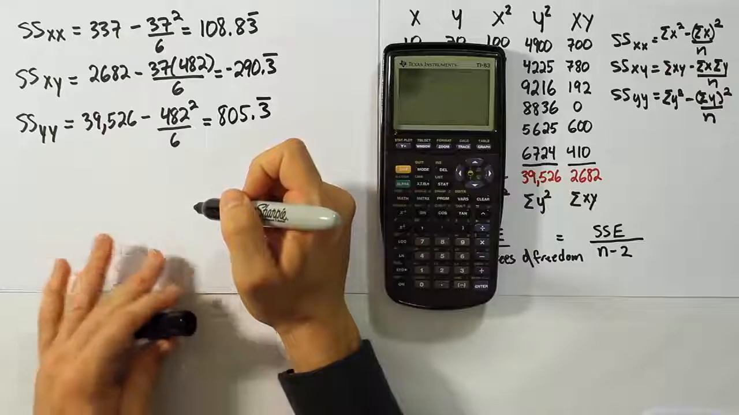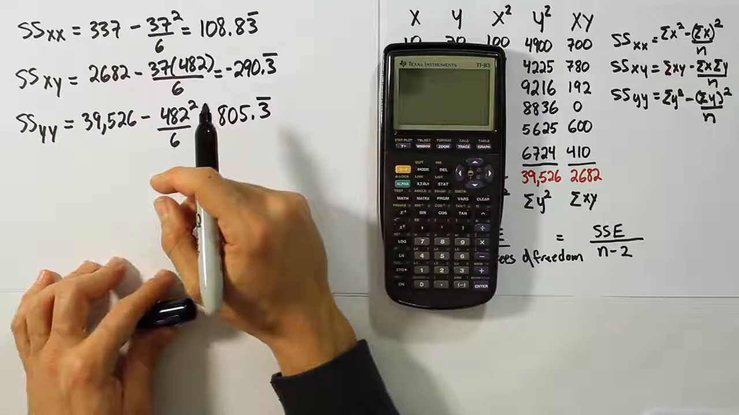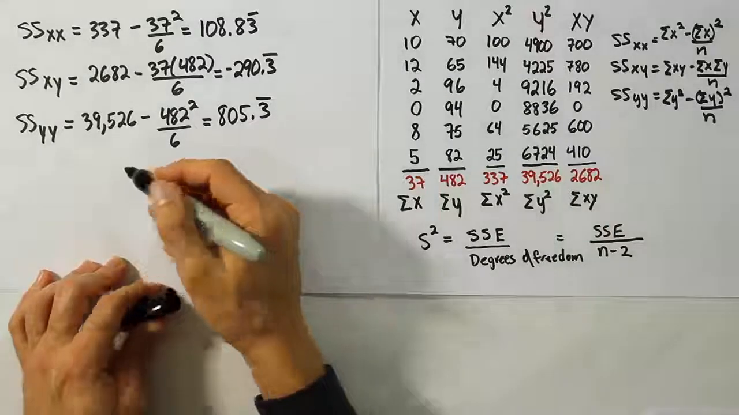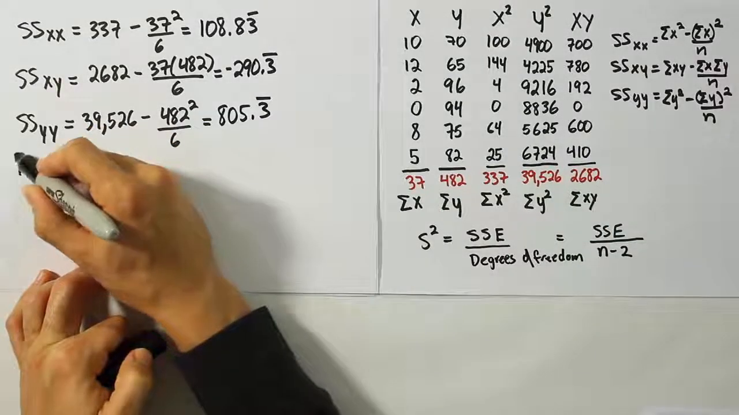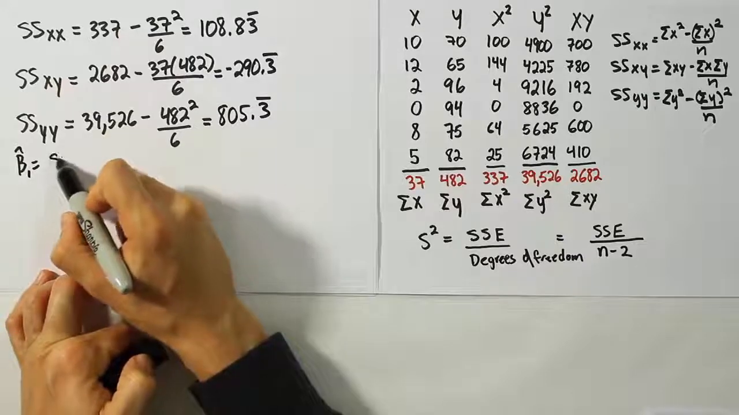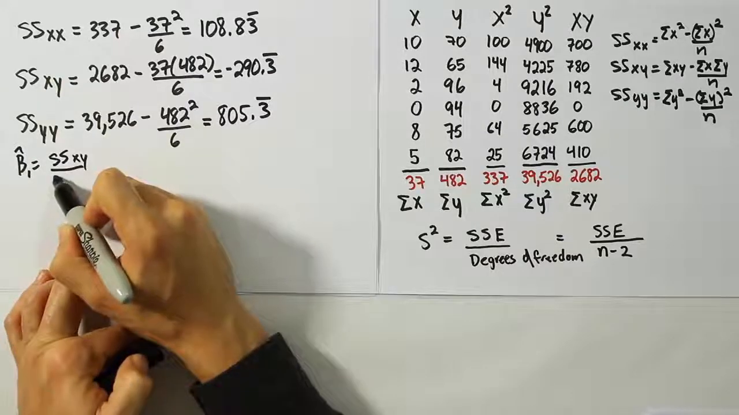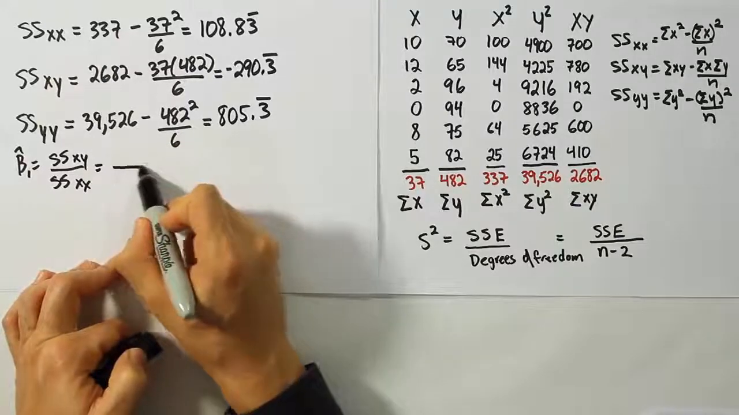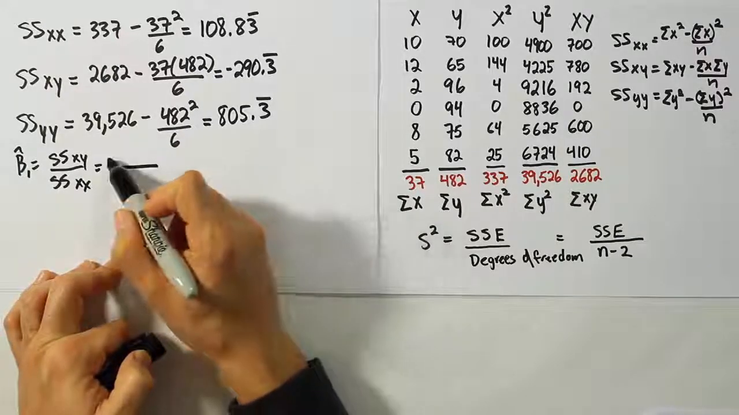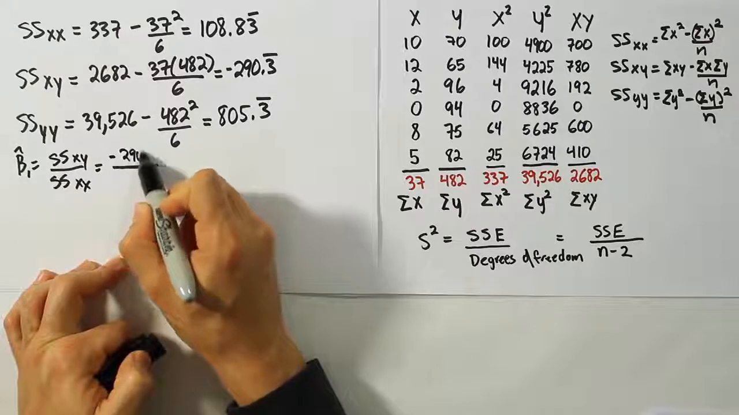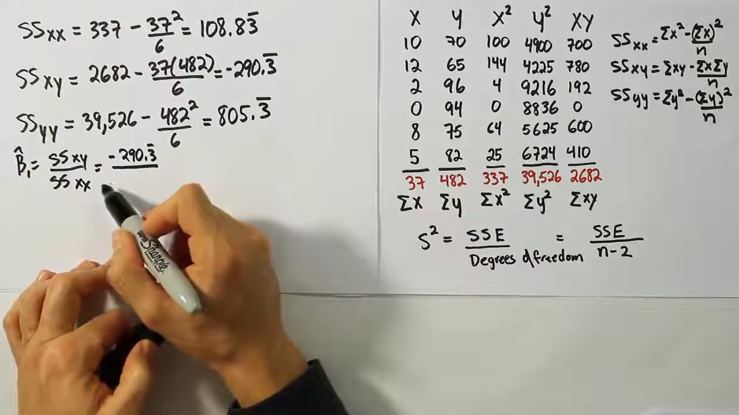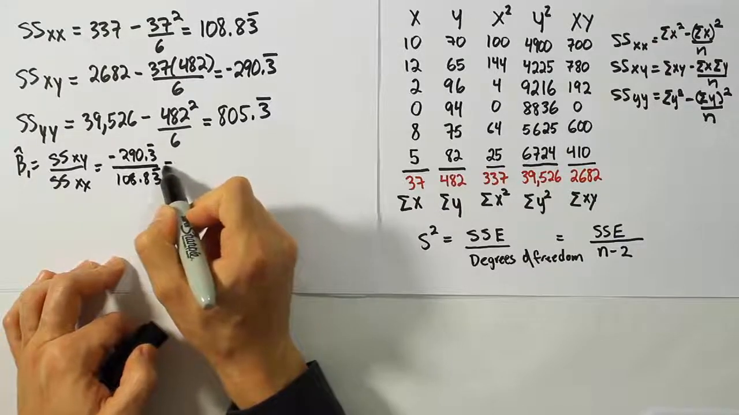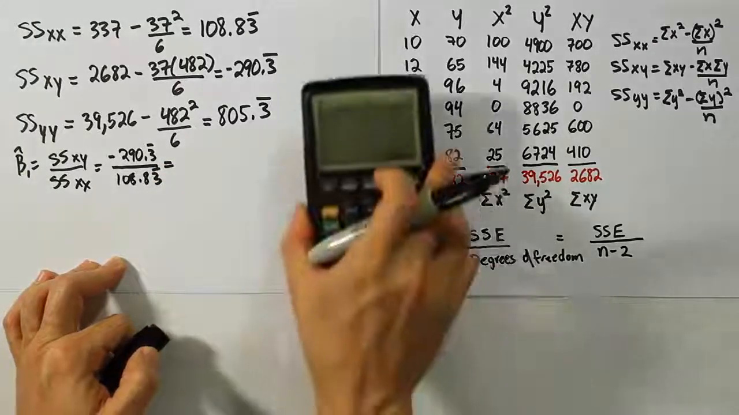There's a quantity we're going to need for our formula, which is going to be the estimate for the slope, beta 1 hat. So let's go ahead and calculate that value now. Beta 1 hat has the following formula. It's SSXY over SSXX, right? The mixed term over the x term. We plug that in, let's see what we get. We're going to have negative 290.3 repeating divided by 108.83 repeating.